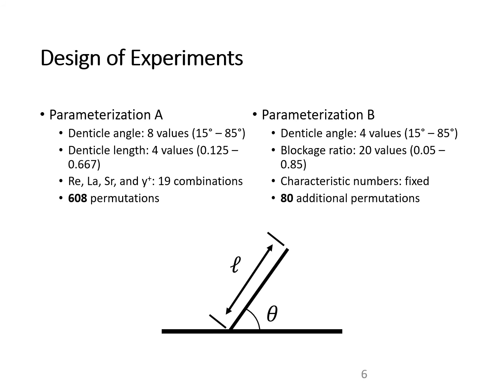As previously mentioned, the advantage of doing such a simplified study was that it allowed a very broad parametric study. We have done this according to 2 parametrizations, where in the first we considered 8 different angles, 4 different denticle lengths, and 19 combinations of those 4 characteristic numbers, which comes out to just over 600 permutations. Our second parameterization used 4 angles, 20 lengths, and we just used 1 set of characteristic numbers, which gives 80 more permutations for a total of nearly 700.